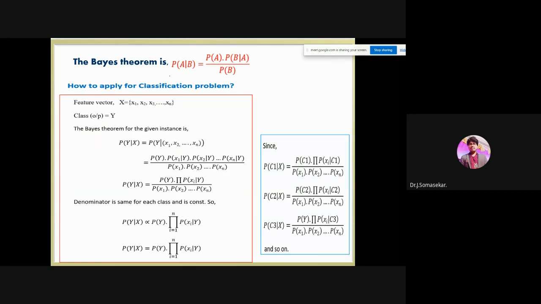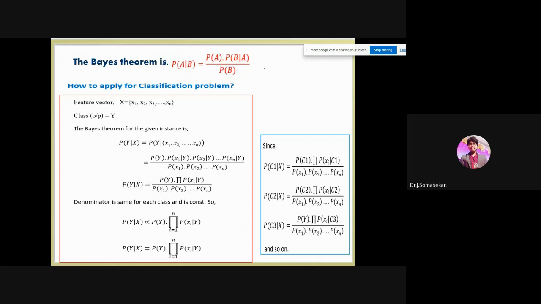I derived just now, P of A given B equal to P of A into P of B given A by P of B. This is called posterior probability. That means what we are looking for, and this is the evidence, that is called features of the patient, and this is likelihood. That means what we are going to extract as a feature from the given data, and this is the prior probability, the probability of positive, negative. That we know already, data is available, that's why we can call it a prior probability.